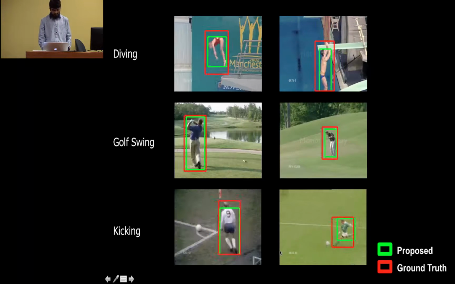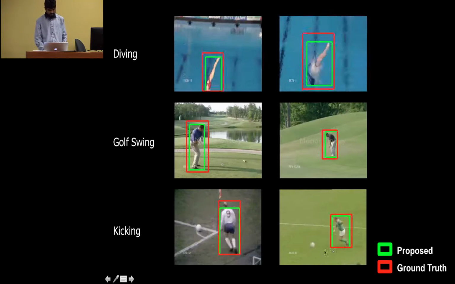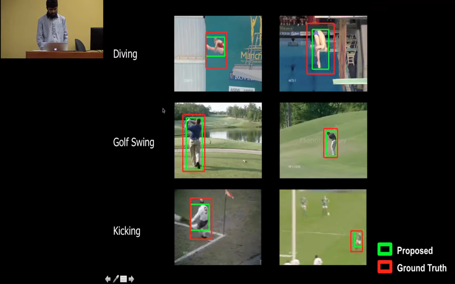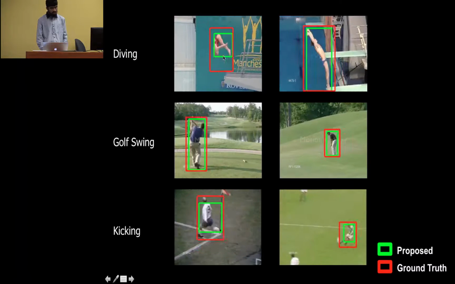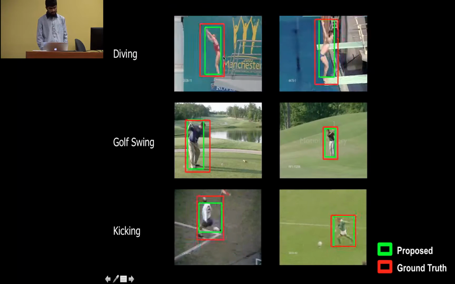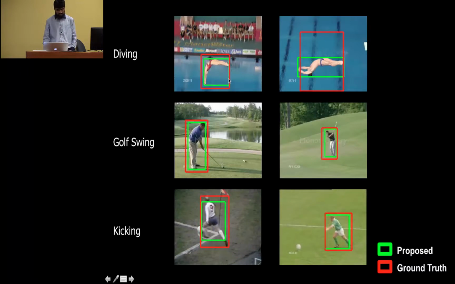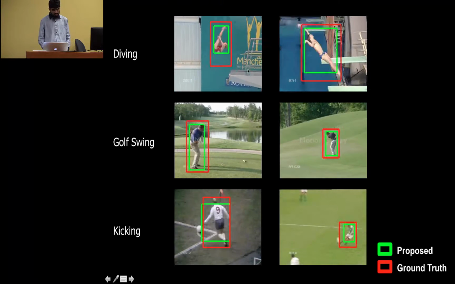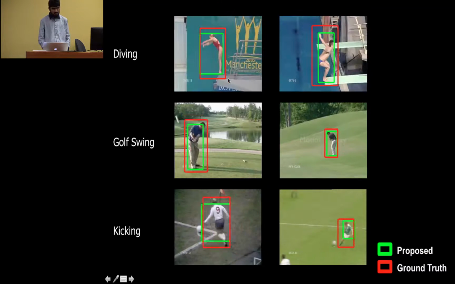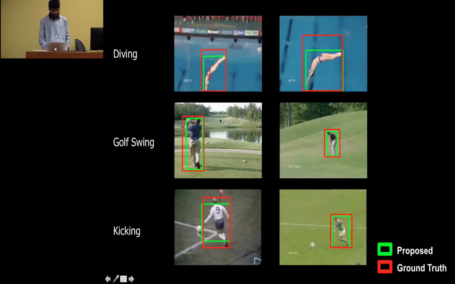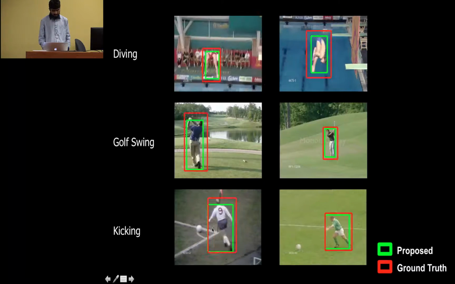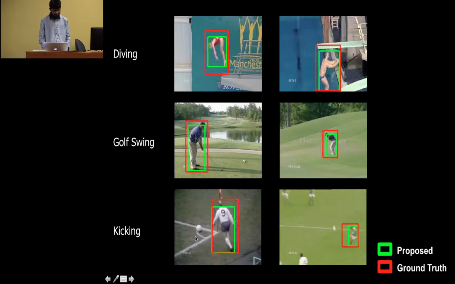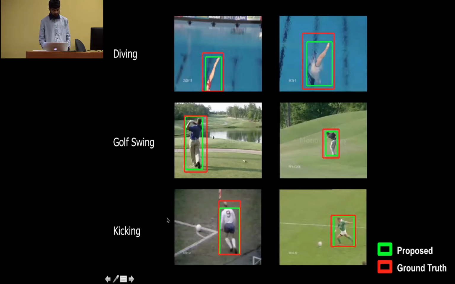Here I'm showing you the experimental results for diving, golf swing, and kicking, and you can see that the person is going through huge articulation, and there is a lot of camera motion here, but still our method is able to localize the action quite well over time, and it captures all the articulations. Also, for example, the motion in the kicking is quite fast, but we're still able to capture the location which contains an action.